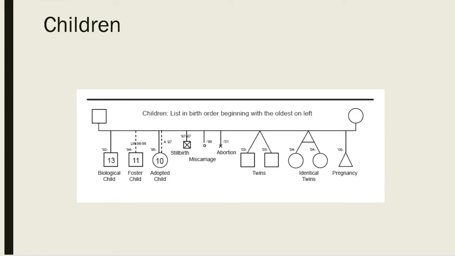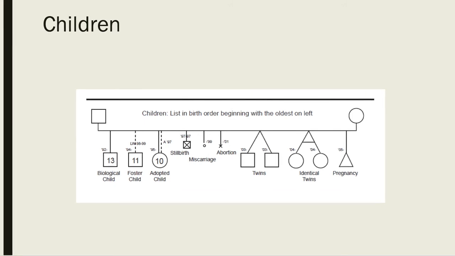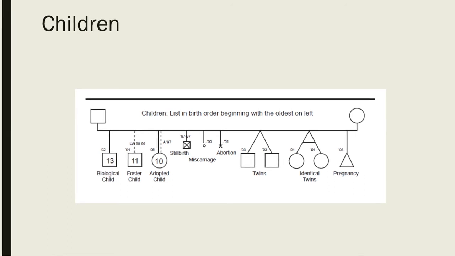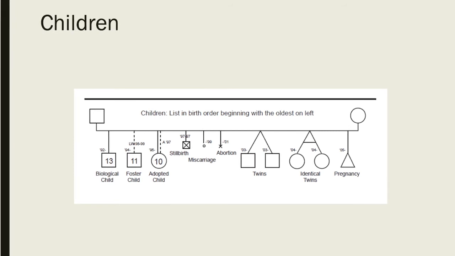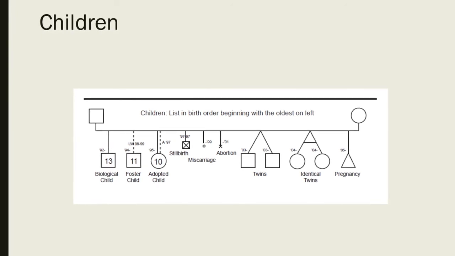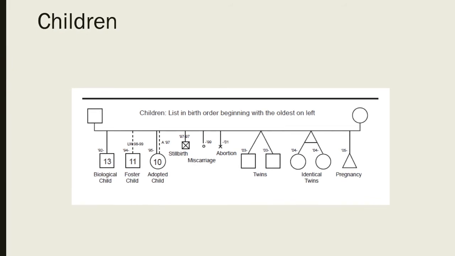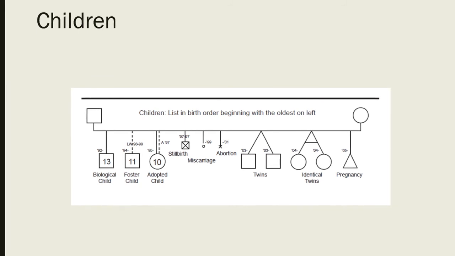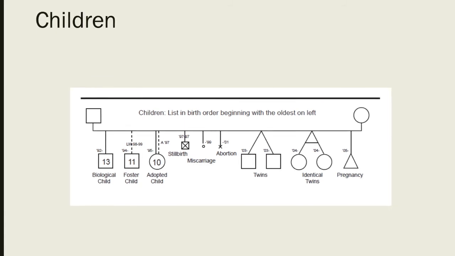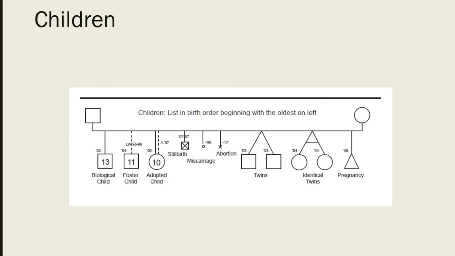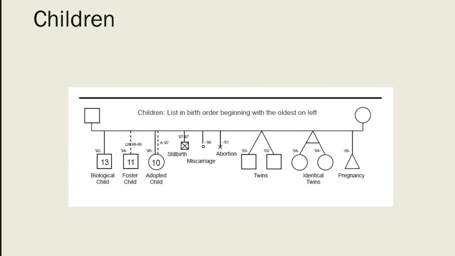So the last thing we're going to look at for this first portion of the assignment are the children and how they're listed within birth order, as well as how twins and identical twins, etc. are identified. Within the father and mother group, you'll list the oldest biological child first, and descending down to the youngest. Foster children, if there are any, will be identified with dash lines. Adopted children will be identified with a solid line and dash marks.